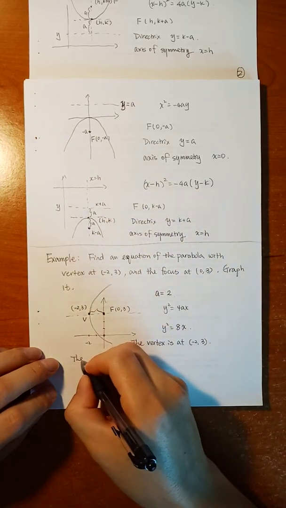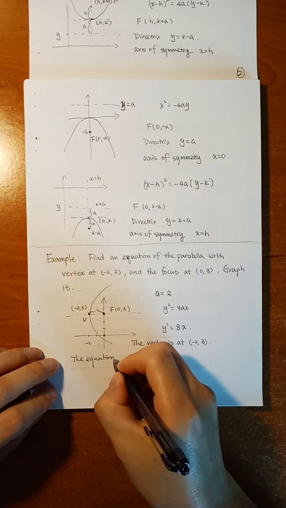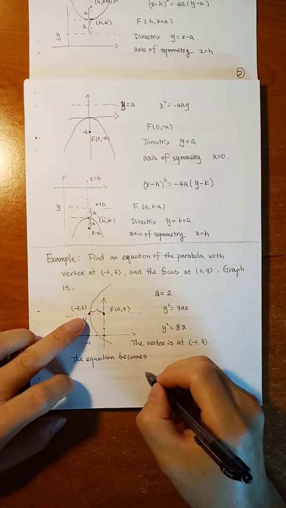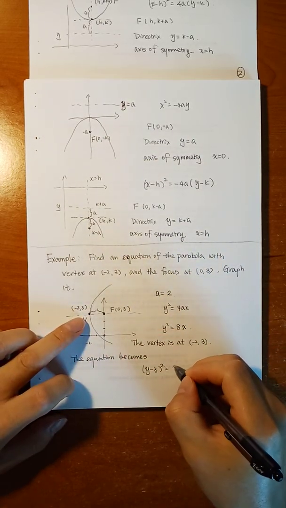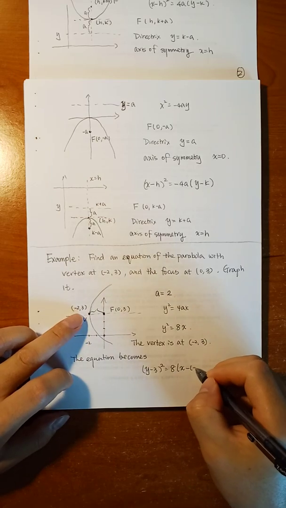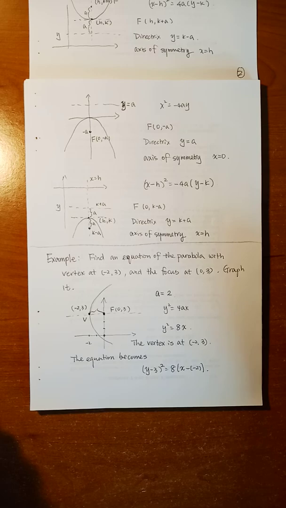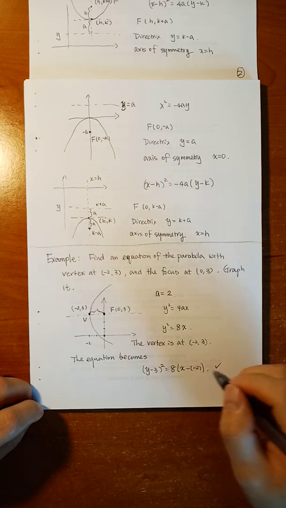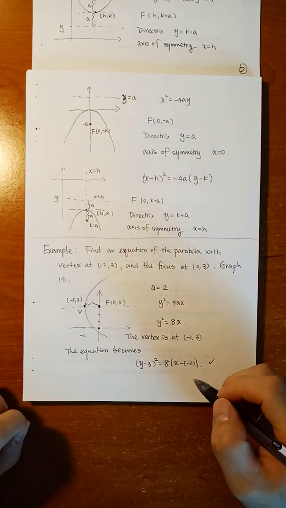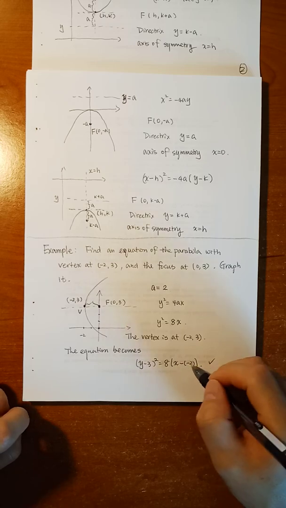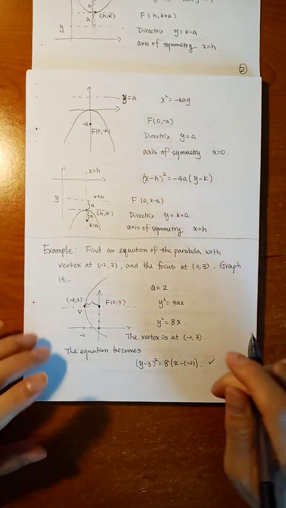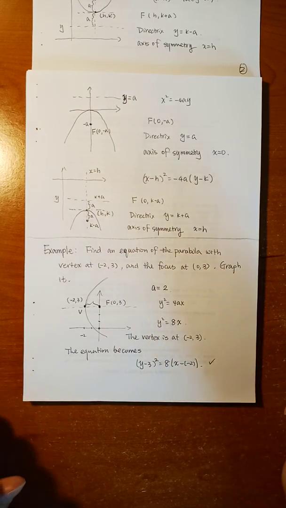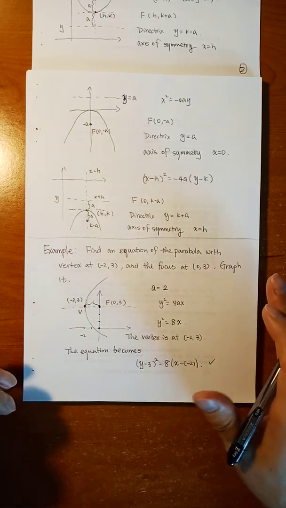The equation becomes (y minus 3) squared equals 8 times (x minus -2). Okay, so for you in the exam, this is enough. From here, I can see how you compute it. If you want, you can write one more step, x plus 2, but it's not necessary. This is a perfect answer. Okay, so I need to check the steps. How do you think about it?